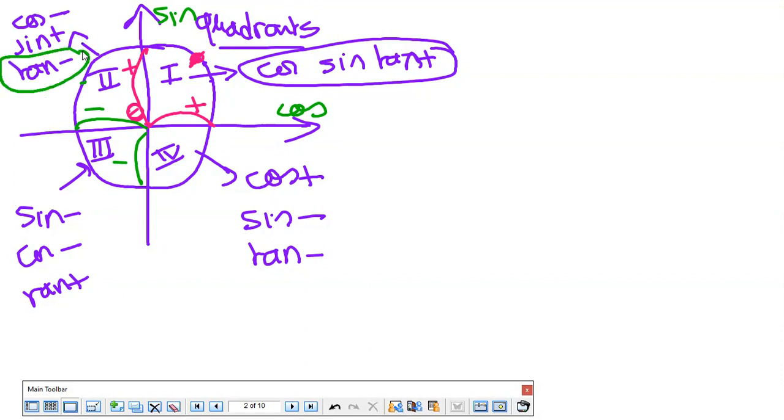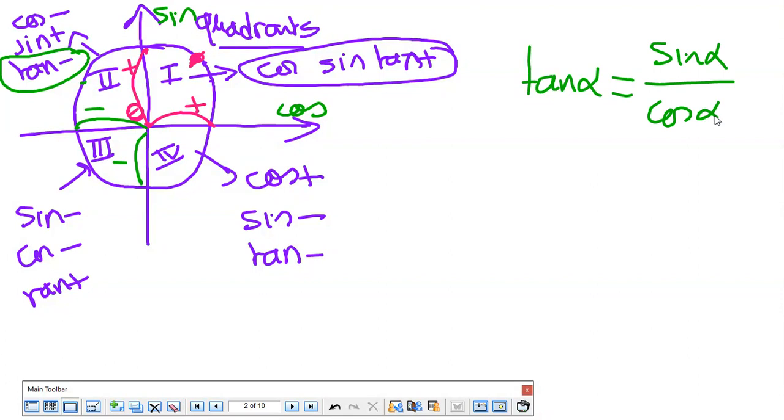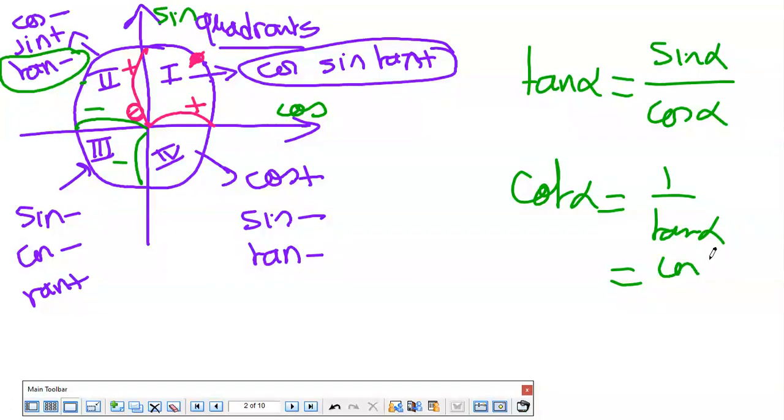How do you know the sign of the tangent? It's sine over cosine. We know that tangent alpha, or tangent of any angle, is sine alpha over cosine alpha. And you know that cotangent is 1 over tangent, or also cosine alpha over sine alpha. So tangent and cotangent will have the same sign all the time. To find the tangent in quadrant 1, it's plus over plus, so it's plus. So sine is positive, cosine is positive, tangent is positive.